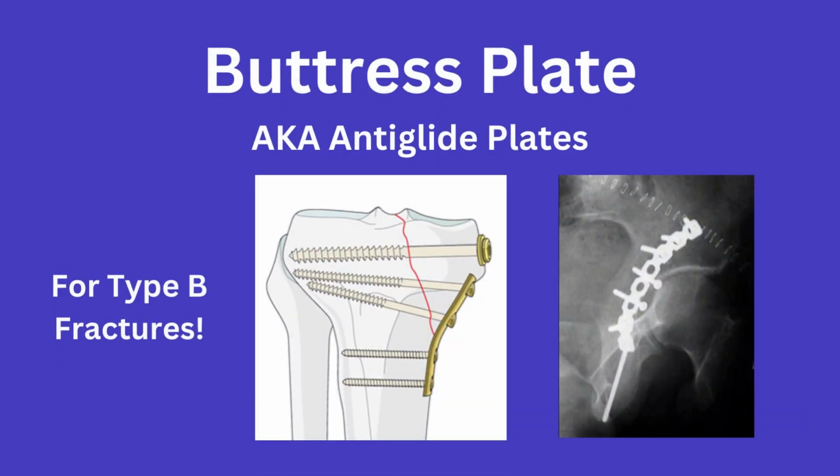Lastly, we have the buttress plate. These are best indicated for type B fractures, which, as you will recall from an earlier video, are partial articular fractures. Buttress plates provide support under dynamic compression. You can see here how these plates can be utilized in tibial plateau fractures and as well in acetabular fractures.